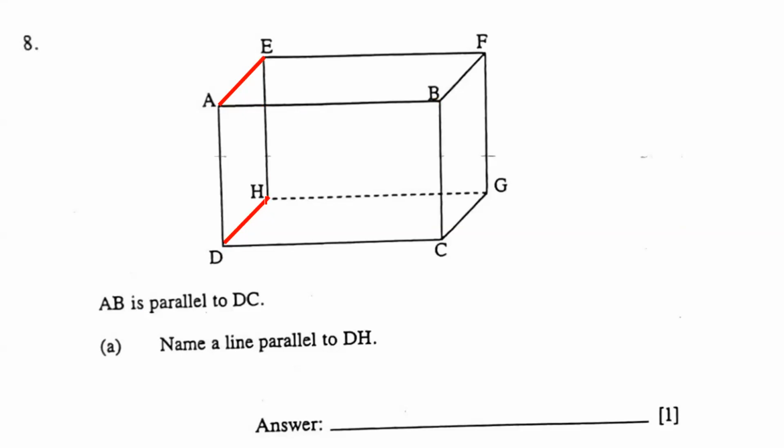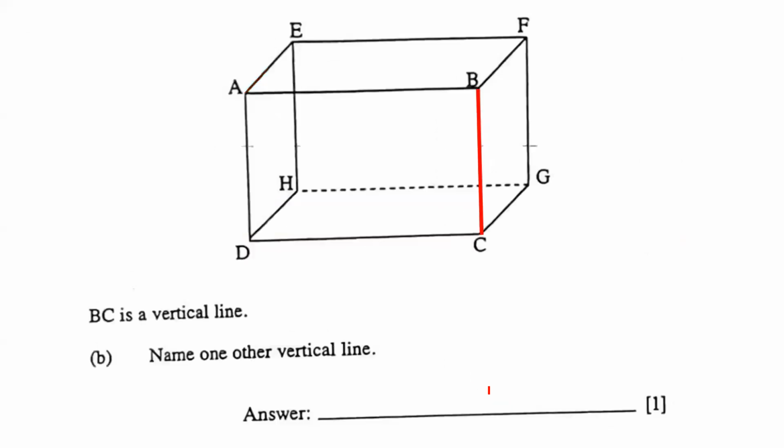A line that's parallel to DH is going to be AE. So AE is parallel to DH. They are equal distance apart and they never meet. And so the correct answer here is AE. Now let's move on to question B.